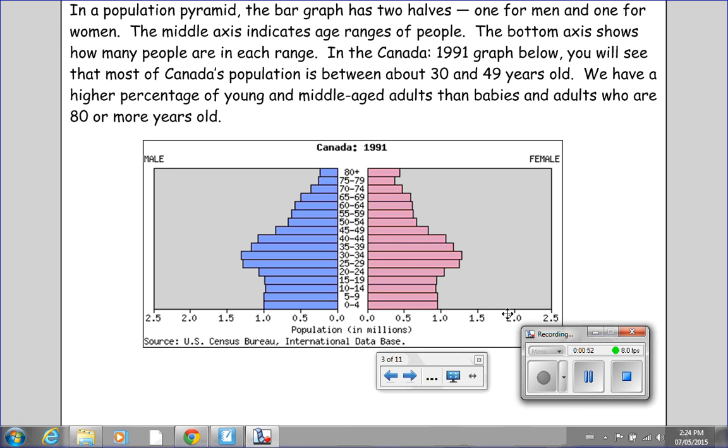In this particular graph, we are measuring in the millions of people. In the Canada 1991 graph below, you will see that most of Canada's population is between about 30 and 49 years old. We have a higher percentage of young and middle-aged adults than babies and adults who are 80 or more years old.